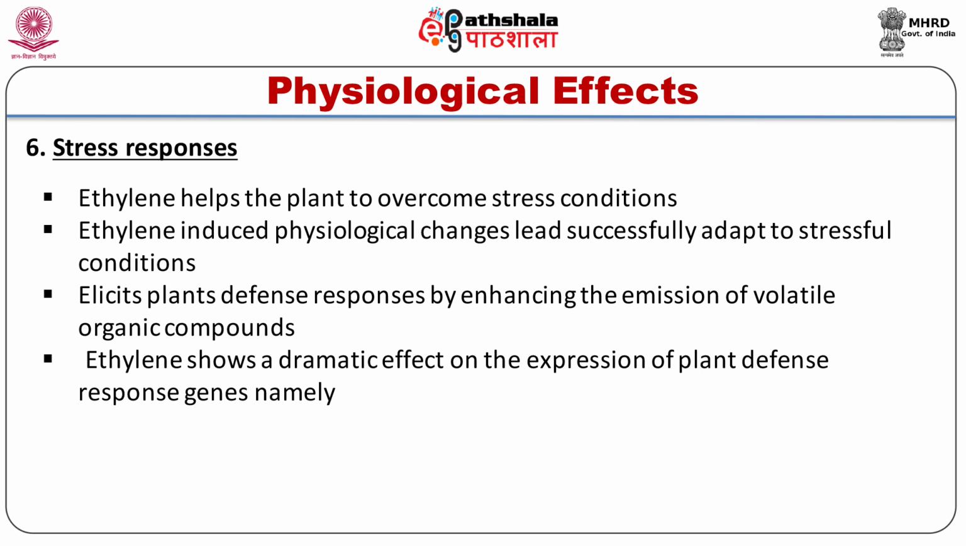Ethylene elicits plants' defense responses by enhancing the emission of volatile organic compounds, accumulation of phenolics and activity of proteinase inhibitors. Ethylene shows a dramatic effect on the expression of plant defense response genes, namely first, L-phenylalanine ammonia lyase and 4-coumarate CoA ligase, enzymes of the phenylpropanoid pathway. Second is chalcone synthase, an enzyme of the flavonoid glycoside pathway, and third is the hydroxyproline rich glycoprotein, a major protein component of the plant cell walls.